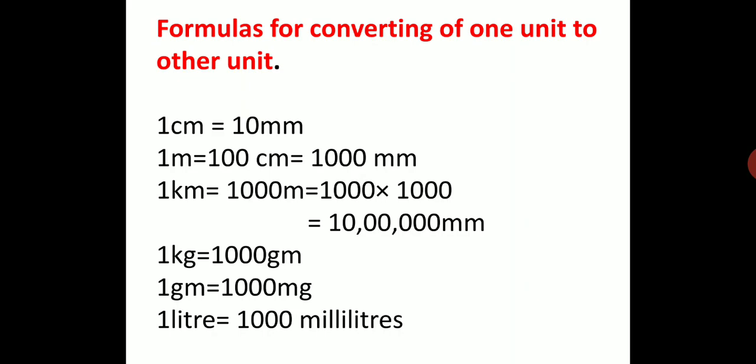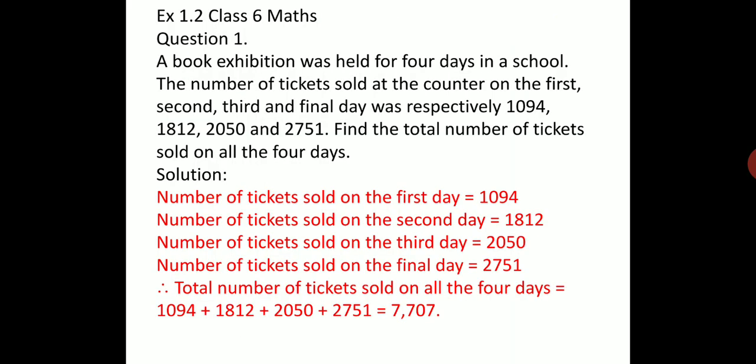Now next one you can see it is the relation between kg and gram. So 1 kg is equal to 1000 gram. Now 1 gram is equal to how many milligram? 1000 milligram. 1 liter is equal to 1000 milliliter.